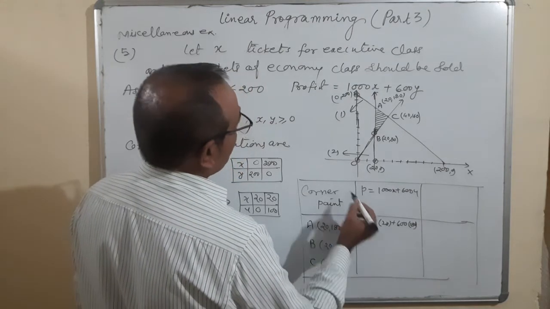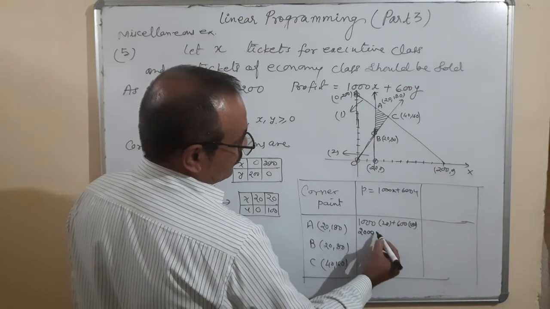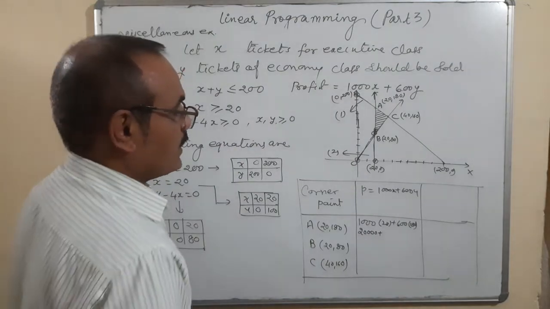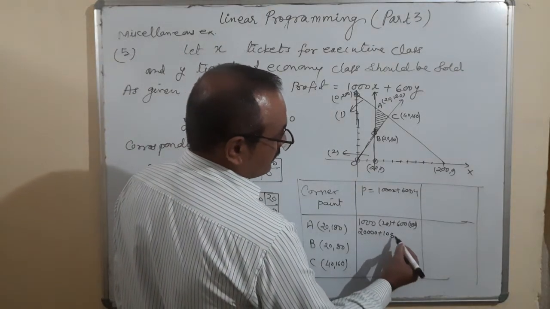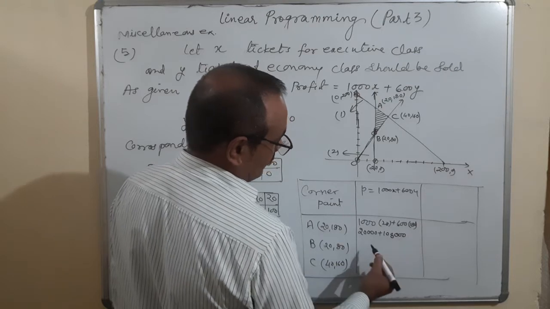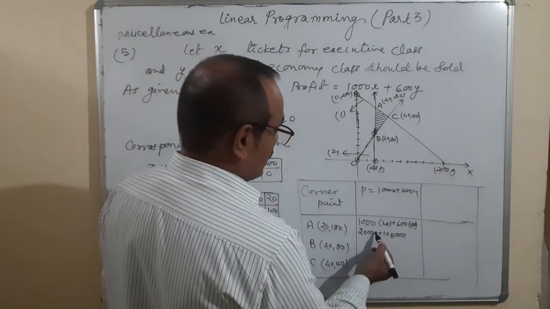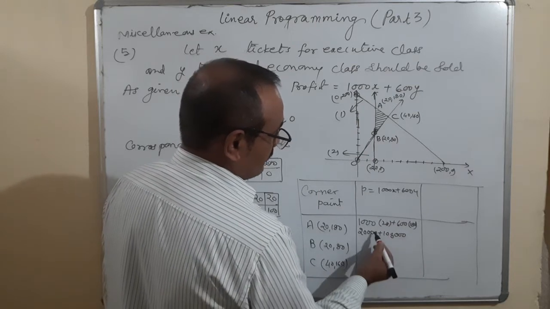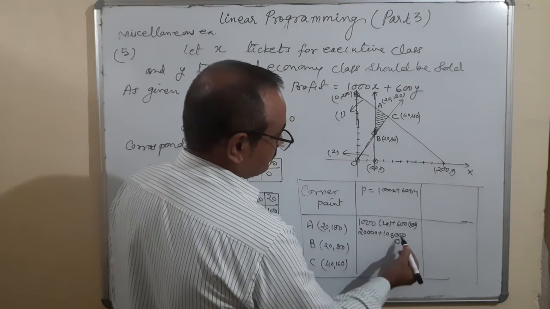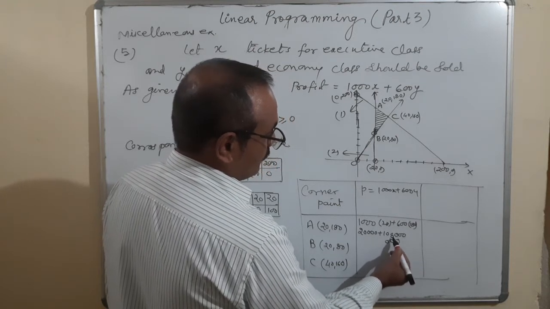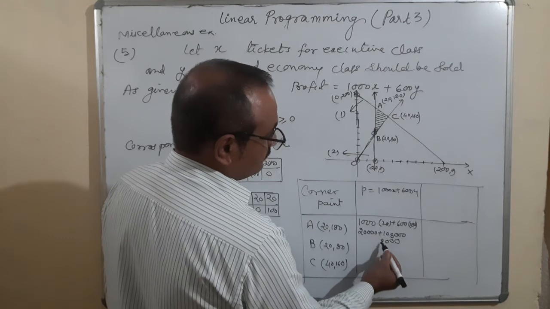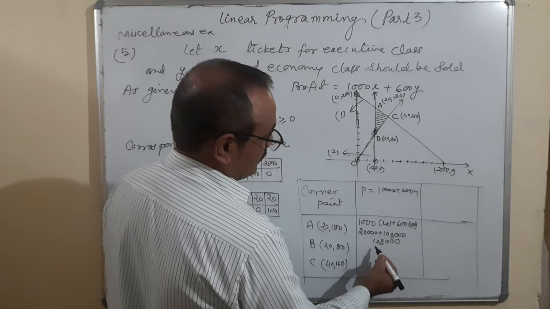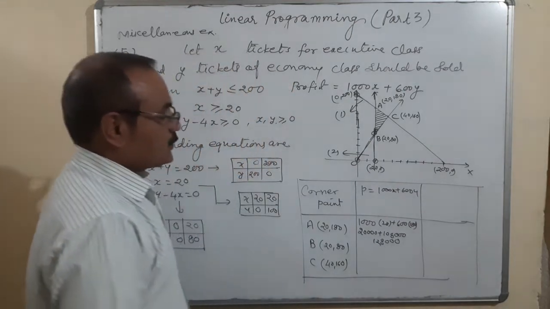20,000 plus 108,000, that is 1,28,000. Okay.